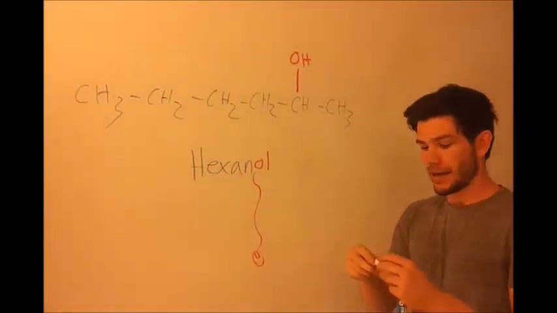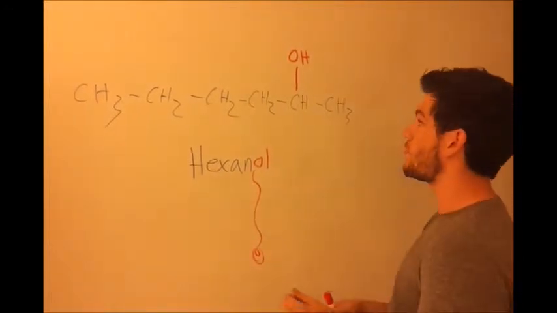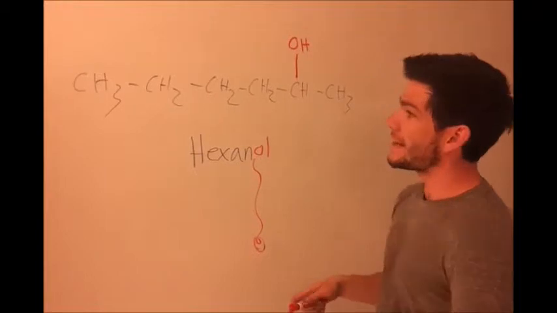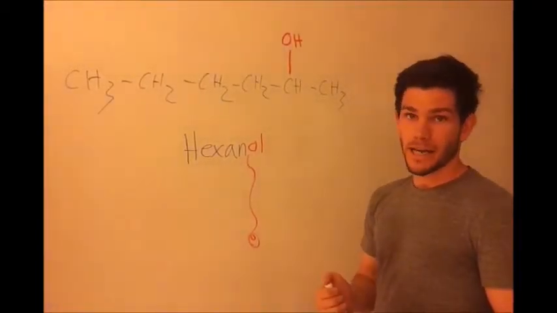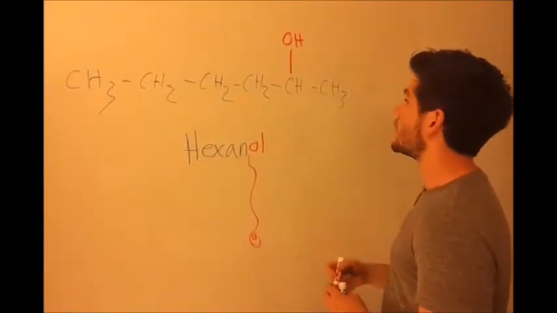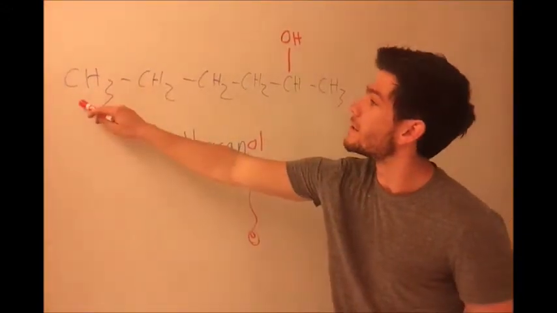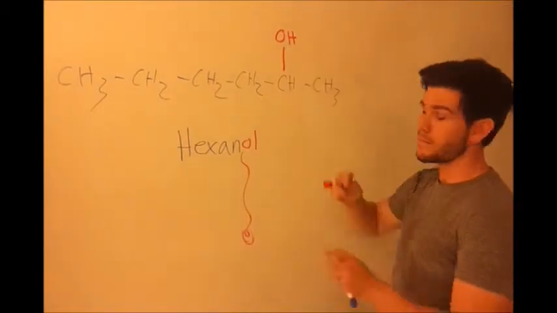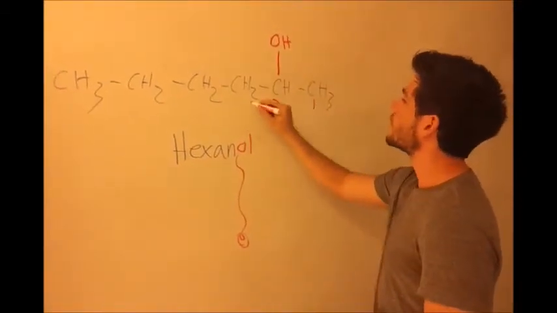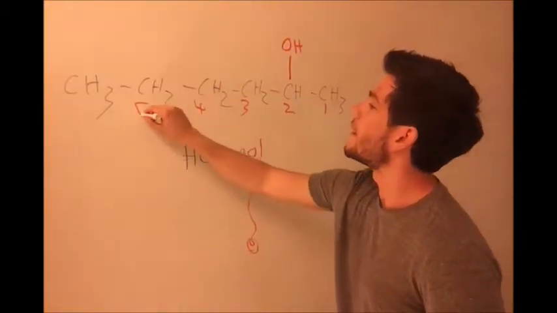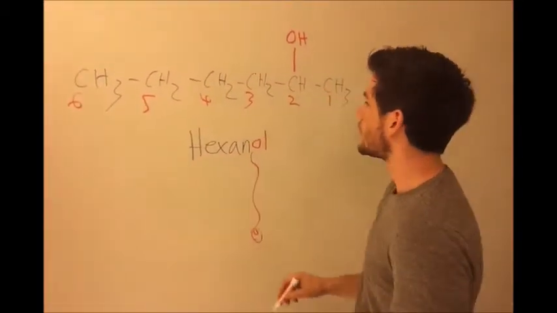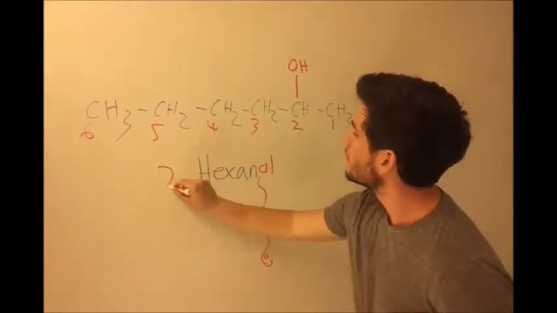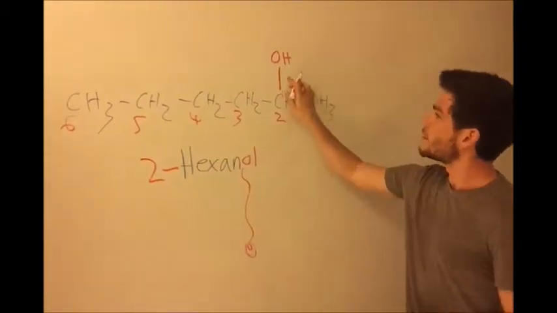But again, we're not done yet, because we need to number it since it has more than 2 carbons. So we're going to number it from the end carbon on the parent chain closest to the hydroxyl group. So we're not going to number it from here, or rather here, because this carbon is closest to the hydroxyl group. 1, 2, 3, 4, 5, 6. So this would be 2-hexanol.